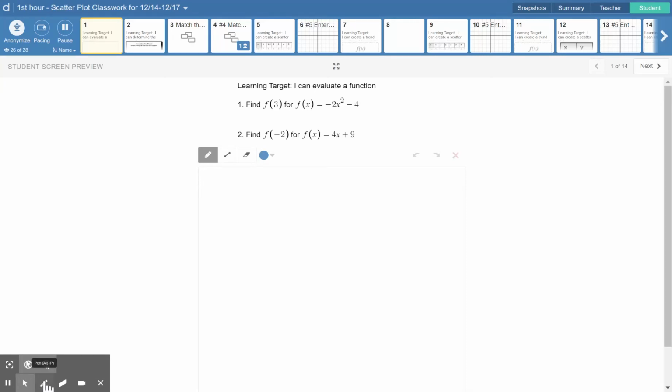In this video, we are going to go over the scatterplot classwork. You can view this as your study guide for the scatterplot assessment later this week.